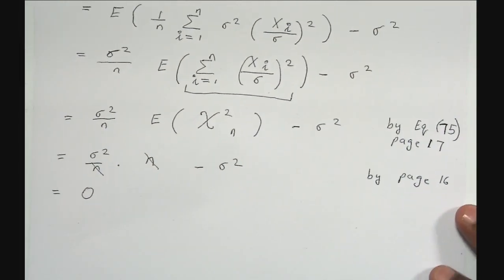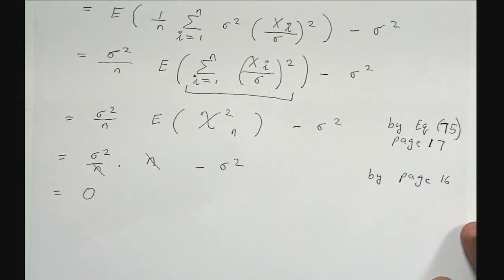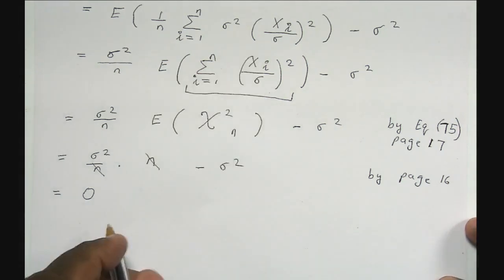So you can see that the bias of the estimator is 0. In other words, the estimator is unbiased. Once again, this is different from how I did it in the solutions.